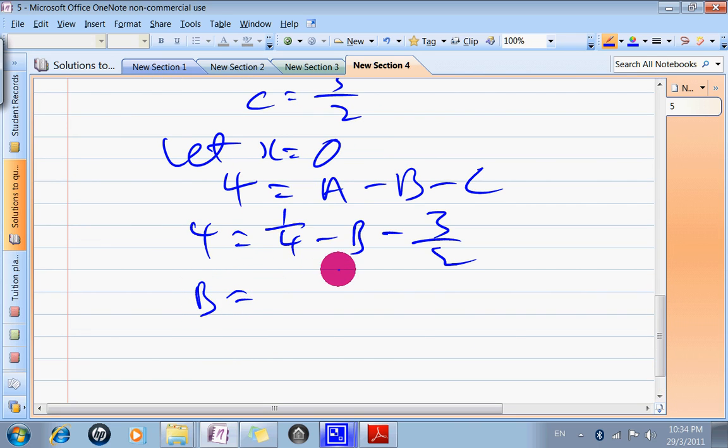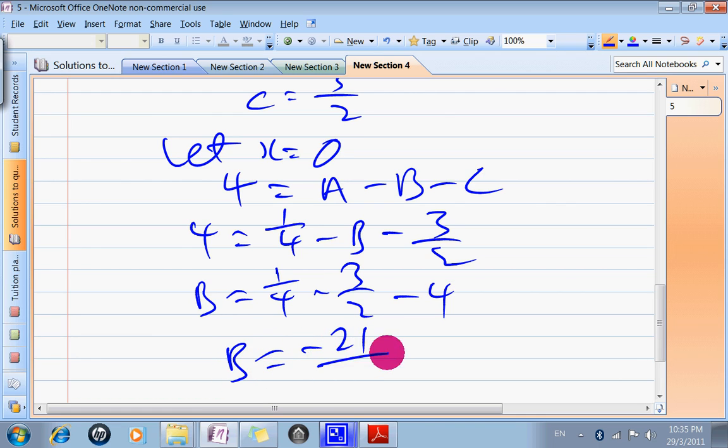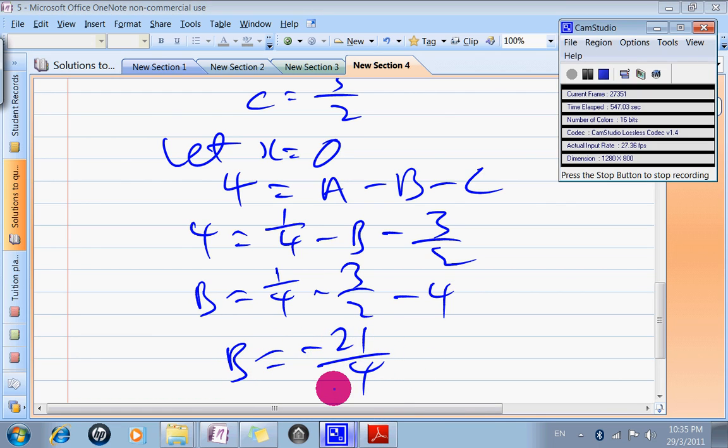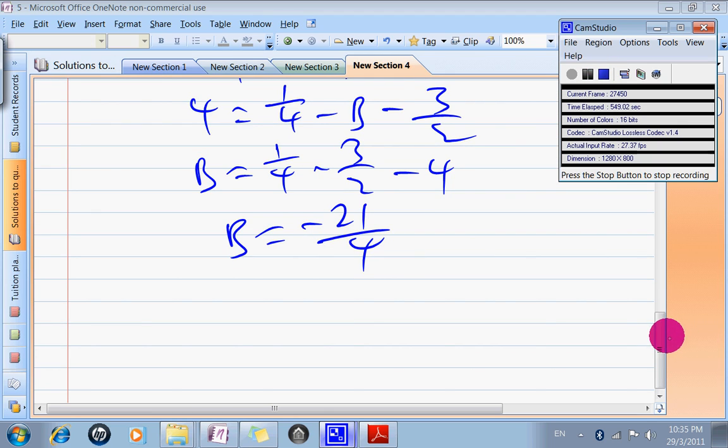and that will give me B equals to 1 quarter minus 3 over 2 minus 4. So let's discover what that is. 1 quarter minus 3 over 2 minus 4, and that will give me negative 21 over 4. And let's pause it and let's continue.